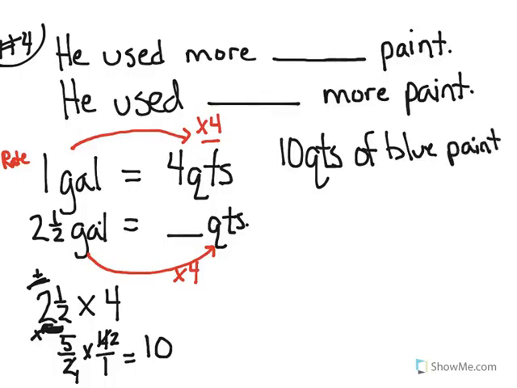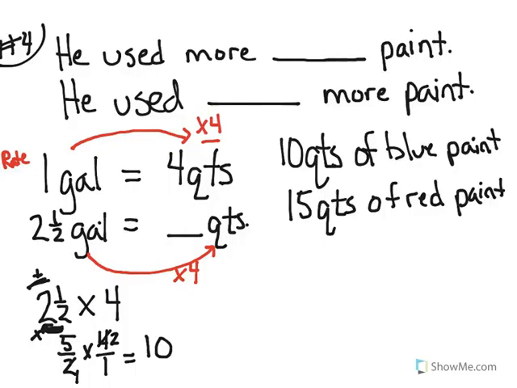So if he had 10 quarts of blue paint, the problem tells me that he had 15 quarts of red paint. I can now answer my question. I know that he used more red paint. He used more red paint.